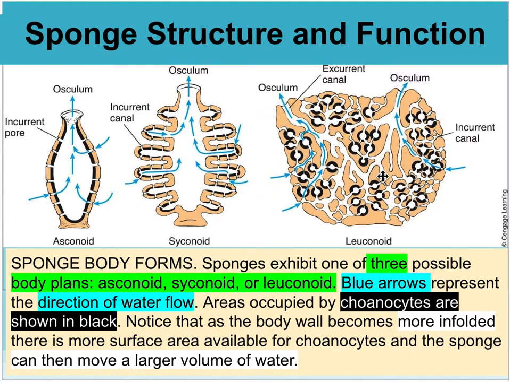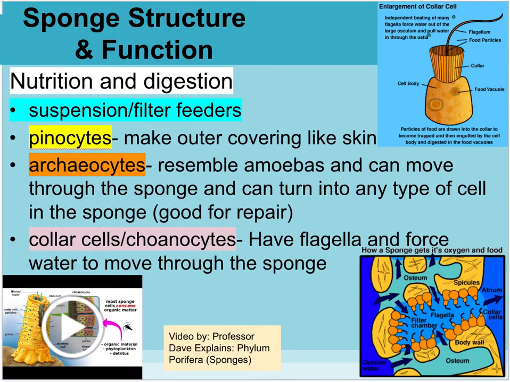Each of these infoldings is there because it helps move a larger volume of water, and the sponge is better able to get oxygen and food and other things that it needs. This is a collar cell up close with the flagella and the collar on it, where it anchors to the main part of the sponge, and how water circulates through a sponge out these different spaces. Here's a video by Professor Dave Explains, Phylum Porifera on sponges, where you can look for more information.